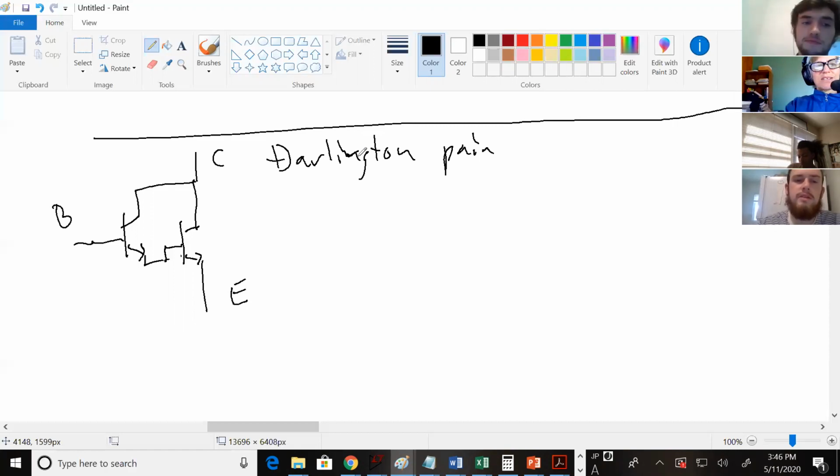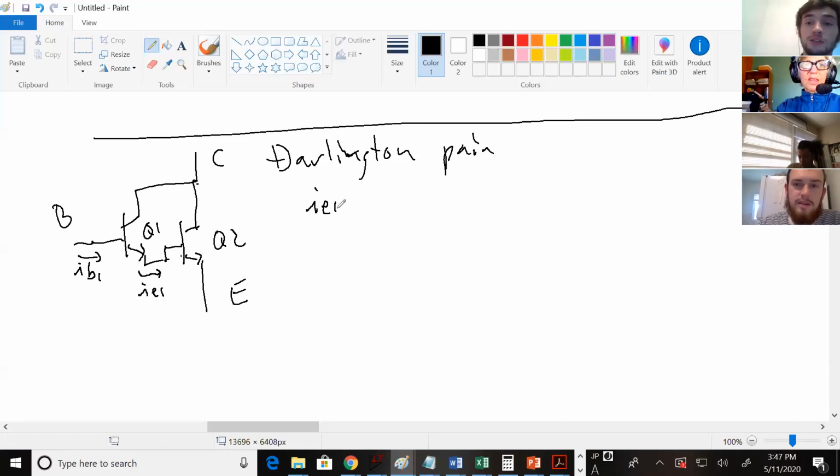I forgot to do something on the last class. That's okay. So the way a Darlington pair works, let's say you have IB, let's call this Q1 and Q2. So that's IB1. My first question is, what's IE1? What's the current coming out of the emitter of Q1 if you know that the base current is IB1? So what's the emitter current? Is it beta IB or beta plus one IB?